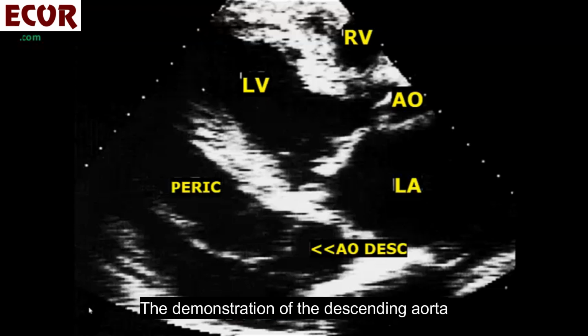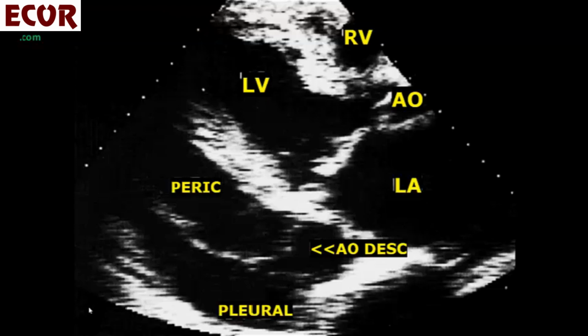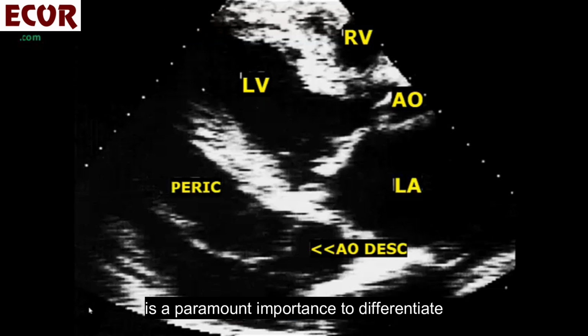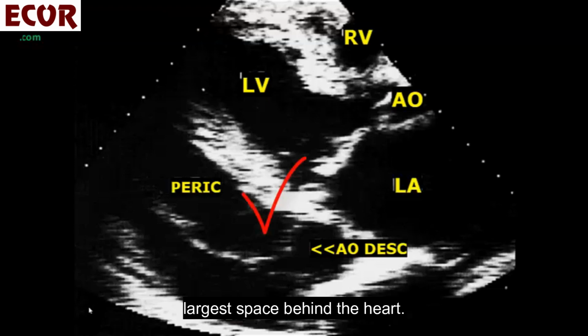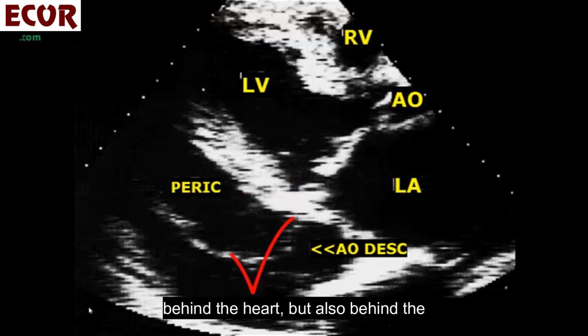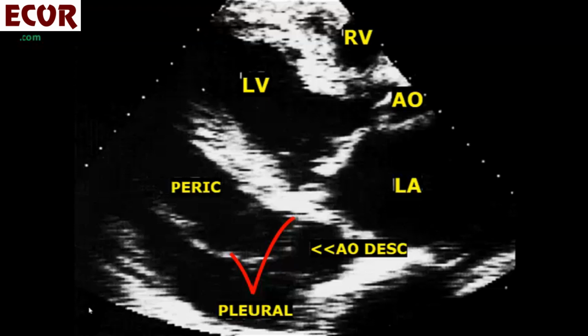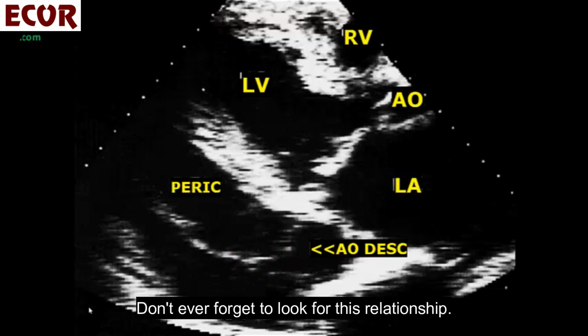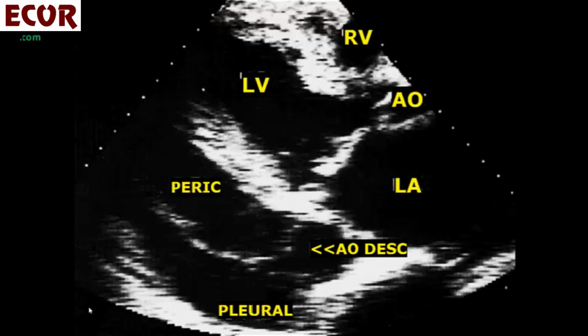The demonstration of the descending aorta is of paramount importance to differentiate a pleural from a pericardial effusion. A large space behind the heart, but not behind the aorta, is pericardial, and behind the heart, but also behind the aorta, is pleural. Don't ever forget to look for this relationship.